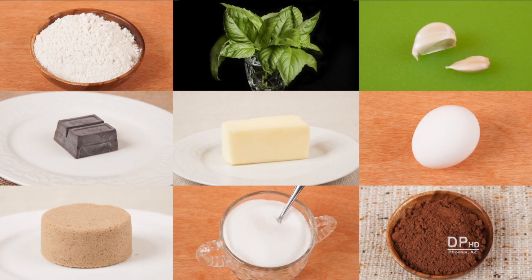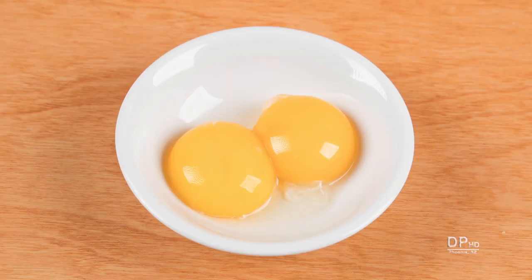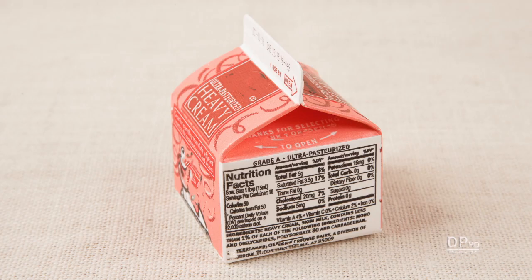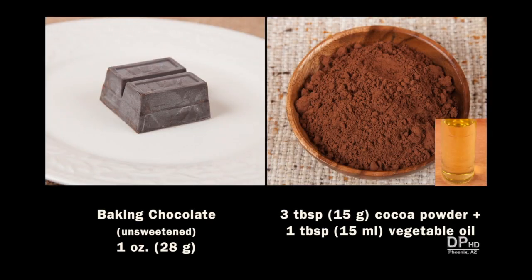In this video, I'll show how you can use leftover egg whites or egg yolks and how you can substitute other ingredients for an ingredient you don't have on hand. For example, you can substitute unsweetened baking chocolate for cocoa powder and vegetable oil, or the opposite, vegetable oil and cocoa powder for unsweetened baking chocolate. 1 ounce of unsweetened baking chocolate is equivalent to 3 tablespoons of cocoa powder plus 1 tablespoon of vegetable oil.